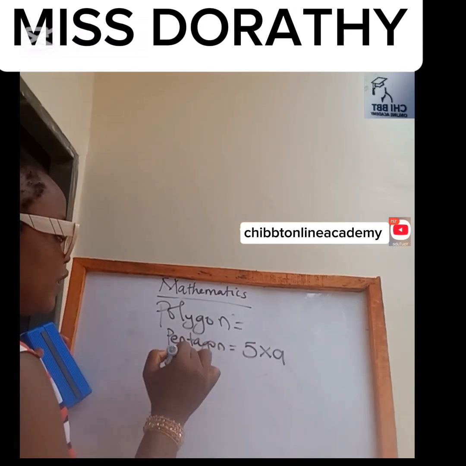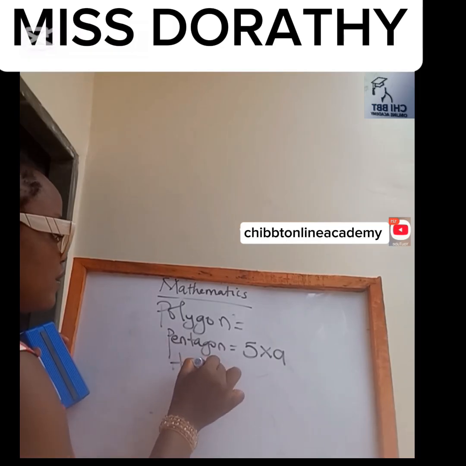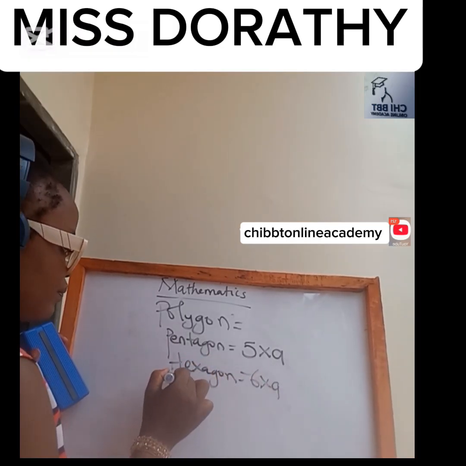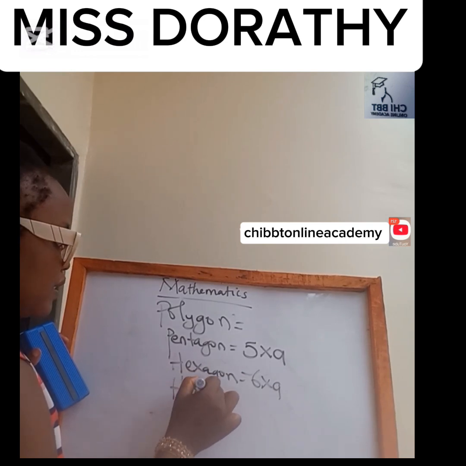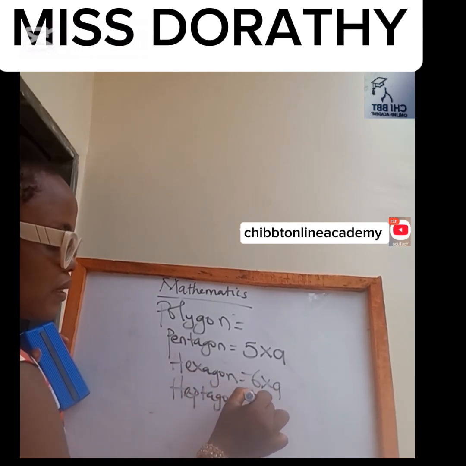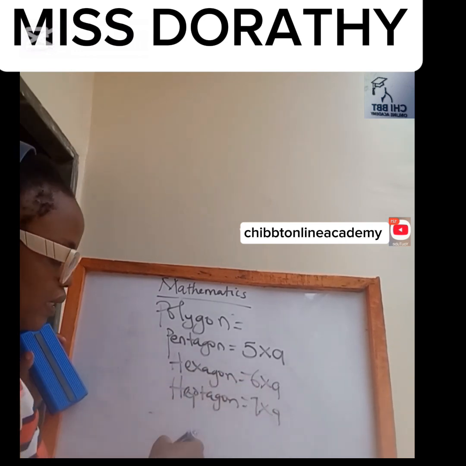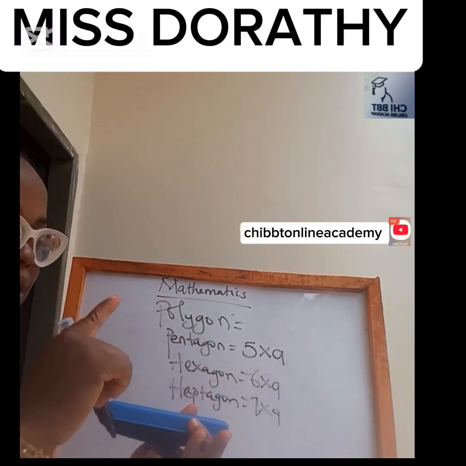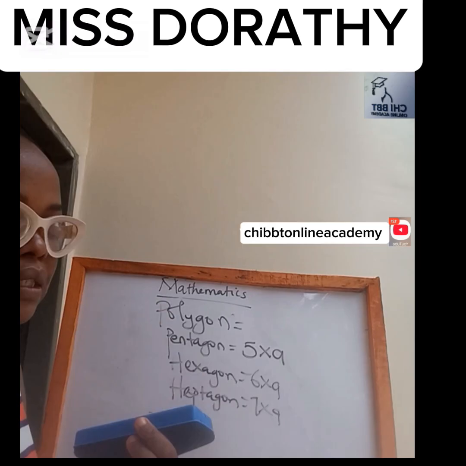We have a hexagon with 6 sides, so 6 times a. Then a heptagon with 7 sides. It goes on like that: octagon 8 sides, nonagon 9 sides, decagon 10 sides.